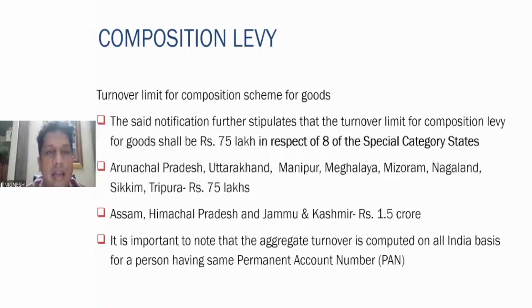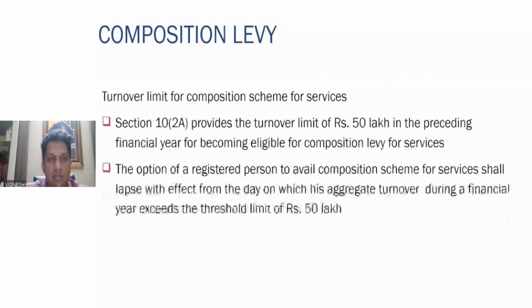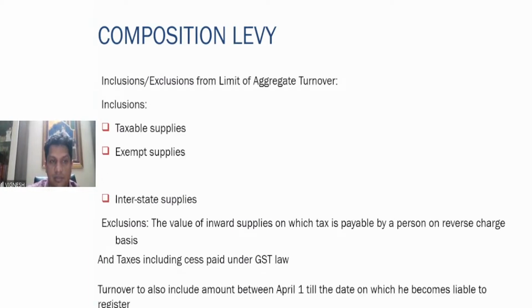Also remember, aggregate turnover is to be calculated on all India basis for a person having the same PAN number. Same PAN number, all India basis, the turnover has to be worked out. Section 10 subsection 2A applies only to service providers other than restaurant service providers, because restaurant service is already covered under 10 subsection 1. So under 10 subsection 2A, the turnover limit of 50 lakhs is there. If you are within this limit, you become eligible for composition levy for services. Again, when you exceed the threshold of 50 lakhs, the option to avail the composition scheme will lapse.